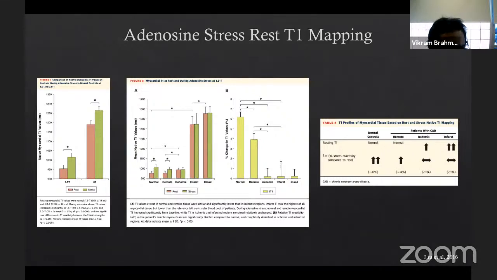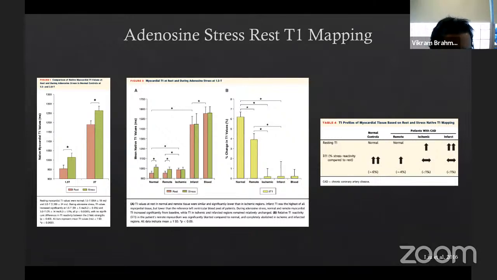So what they found is, they looked at some normal volunteers. At rest, you can see, compared to stress, there is a significant difference in the T1 values that they get for the T1 mapping. And it's because there's an increase in myocardial blood volume with stress. And they found that this applied both at 1.5 Tesla and 3 Tesla magnets.